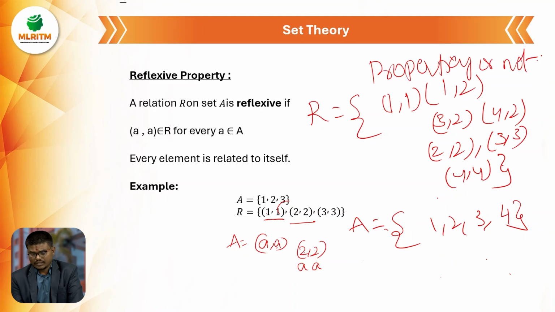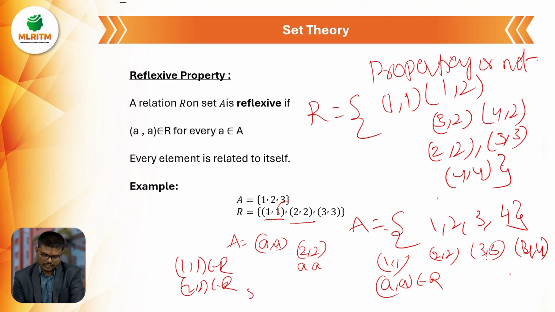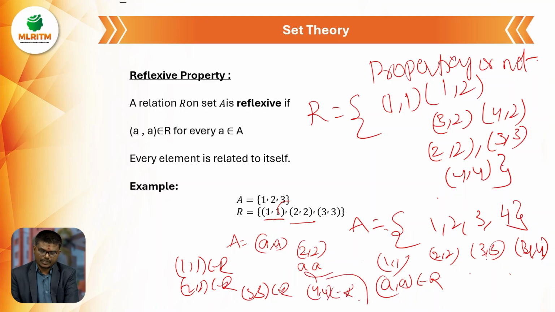Here the relation contains (1,1), (2,2), (3,3) and (4,4). So it is satisfying the reflexive property. Here (a, a) belongs to R, which means (1,1) belongs to R, (2,2) belongs to R, (3,3) belongs to R, (4,4) belongs to R. So it is satisfying the reflexive property.